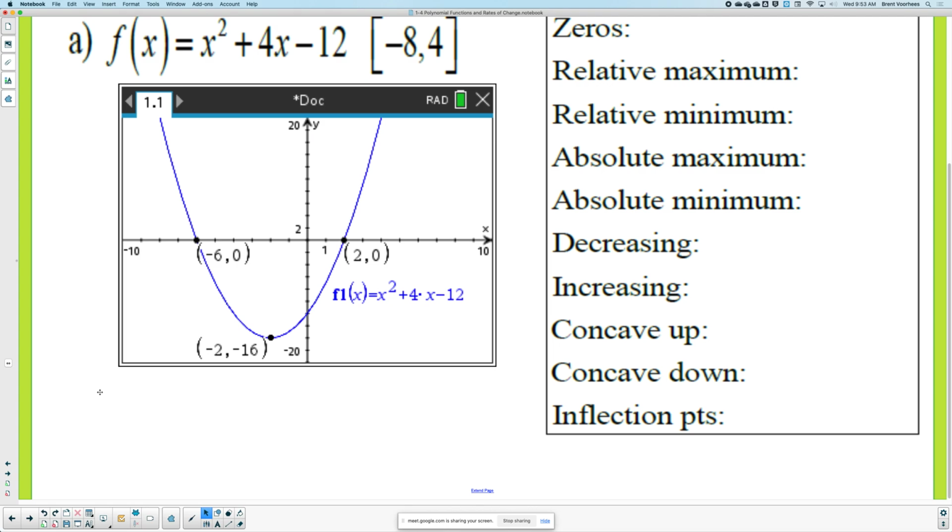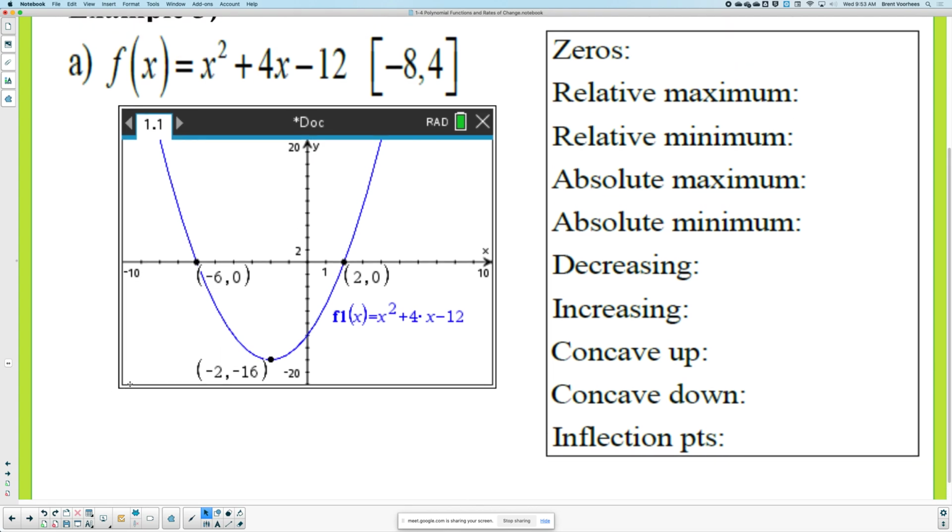So let's fill in the values. This has zeros. Where are the zeros? The zeros are -6, +2. I agree. You're supposed to write x equals -6, +2. What do we call this -2, -16? Absolute minimum. Relative or absolute? Absolute. I'm going to go to absolute. And I'm going to put it there.